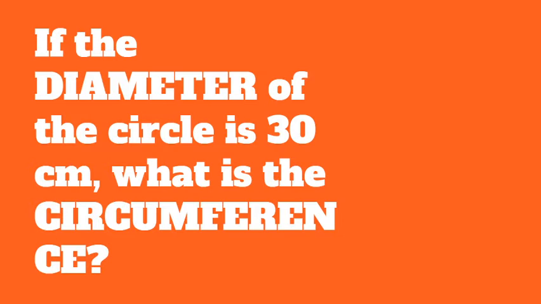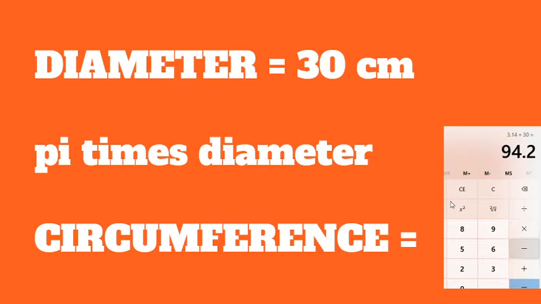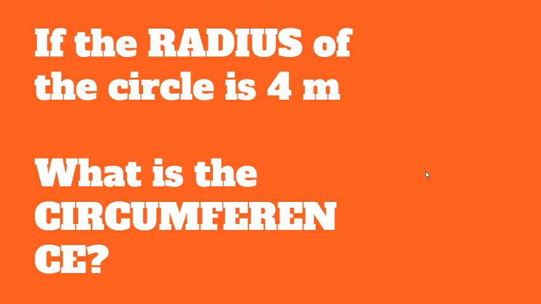So let's do an example. If the diameter of the circle is 30 centimeters, what would the circumference be? Well, we know that the diameter has a direct relationship with the circumference. So the diameter is 30 centimeters. We need to take 30 centimeters times pi to find the circumference. So if I do that on the calculator, for example, 3.14, which is pi, times 30 equals 94.2 centimeters. That is going to be our circumference.